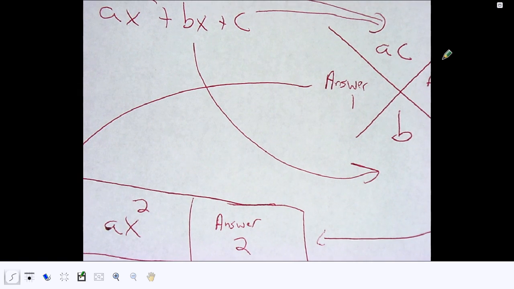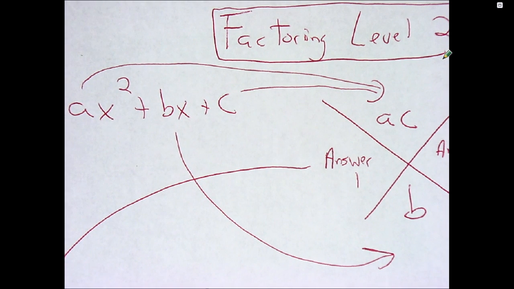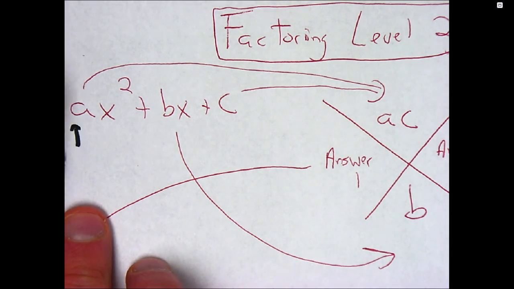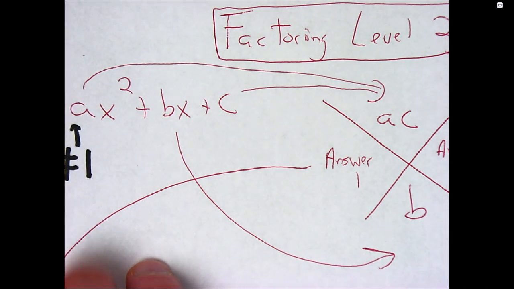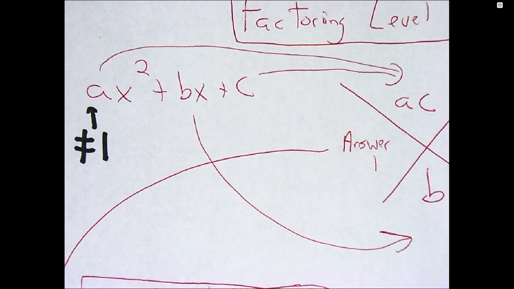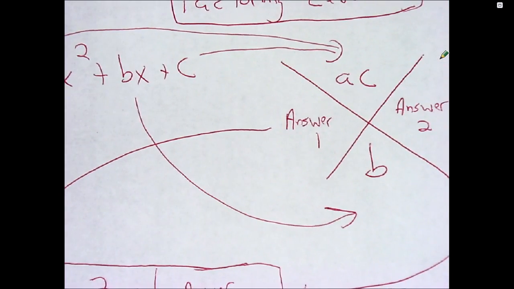All right, so we're going to talk about some harder factoring problems now, factoring level 2 we call it. Basically, the way you tell something is a level 2 problem is if this number in front of the x squared does not equal 1. So all the ones we did yesterday, that number was 1. When it's not equal to 1, we need to do something new. So some of it's the same.